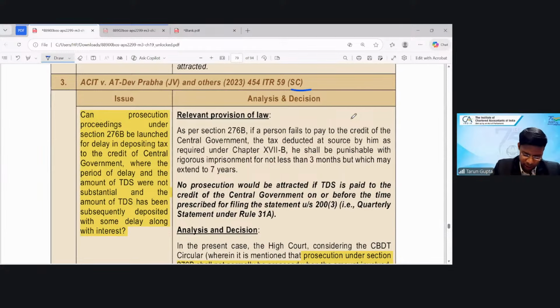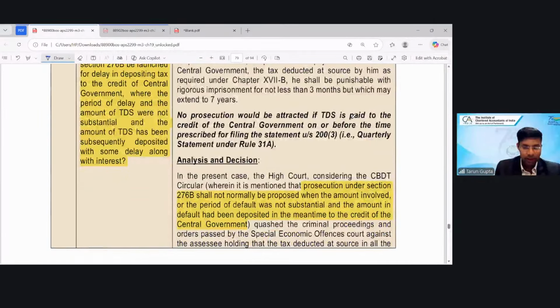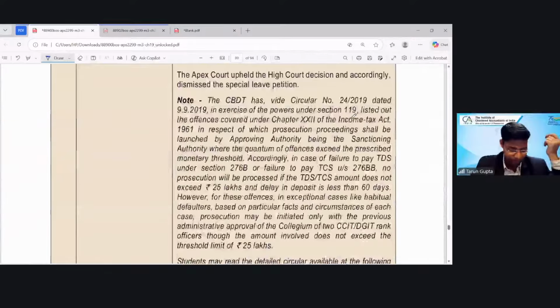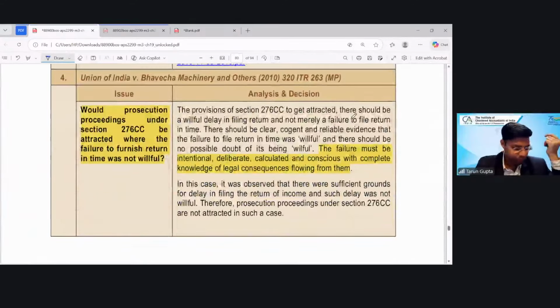So the Supreme Court said that prosecution under Section 276B shall not normally be proposed when the amount involved or the period of default was not substantial and the amount in default has been deposited in the meantime along with the interest to the credit of the central government. Would prosecution proceeding under Section 276C be attracted where the failure to furnish return in time was not willful? So not only this, no prosecution proceeding can be attracted unless the offense is willful.